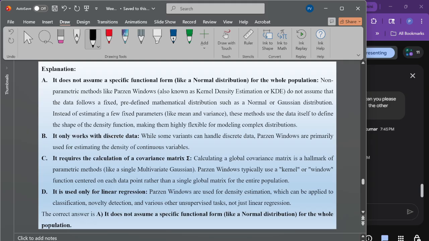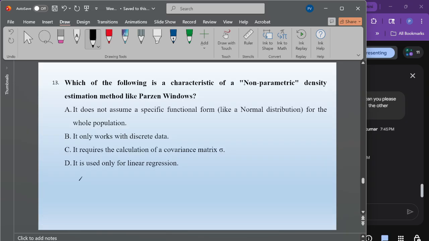Option D, it is used only for linear regression. Parzen windows are used for density estimation, which can be applied for classification, novelty detection, and various unsupervised tasks, not just linear regression. So the correct answer is option A, that is, it does not assume a specific functional form like a normal distribution for the whole population. So yes, option A is the correct answer for this question.